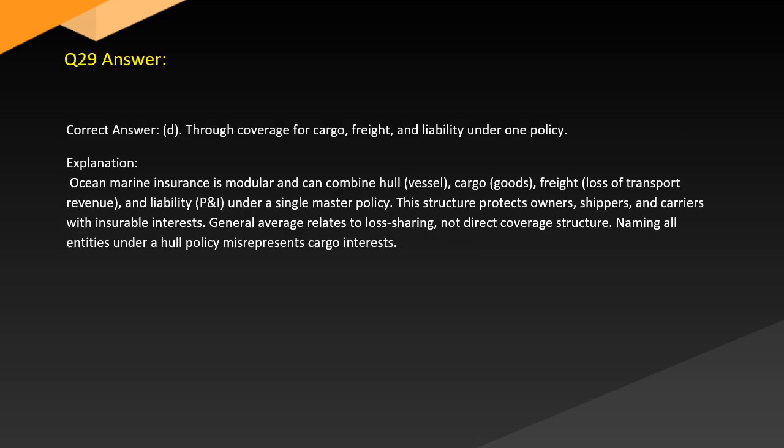Answer. Correct answer: D. Through coverage for cargo, freight, and liability under one policy. Explanation. Ocean marine insurance is modular and can combine hull, vessel, cargo, goods, freight, loss of transport revenue, and liability (P&I) under a single master policy. This structure protects owners, shippers, and carriers with insurable interests. General average relates to loss sharing, not direct coverage structure. Naming all entities under a hull policy would not represent cargo interests.